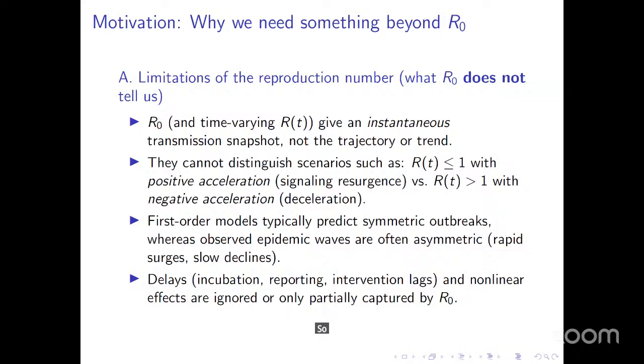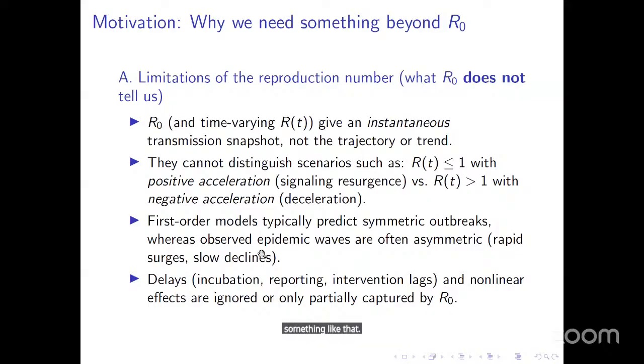So we begin with a critical examination of the fundamental concept, the basic reproduction number and its effective counterparts, R0 and Rt. These metrics are indispensable for determining invasion potential and providing instantaneous snapshots of transmissibility. However, for forecasting and intervention planning, the limitations are significant because Rt is inherently a first order metric. It quantifies the present velocity of an outbreak, but provides no information on its acceleration or trajectory curvature. So it cannot distinguish between epidemiologically divergent scenarios.